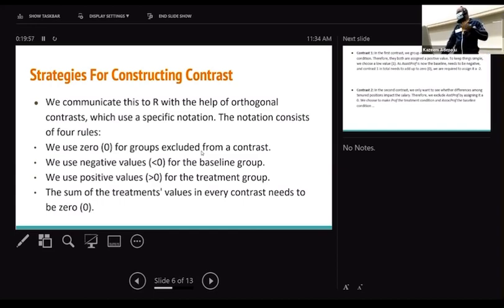When a particular level has a contrast of 0, it means we're not interested in that. A negative contrast weight means we're referring to that as the baseline group, and a positive weight is the treatment group. And when I sum the contrast weights together, they must be equal to 0.